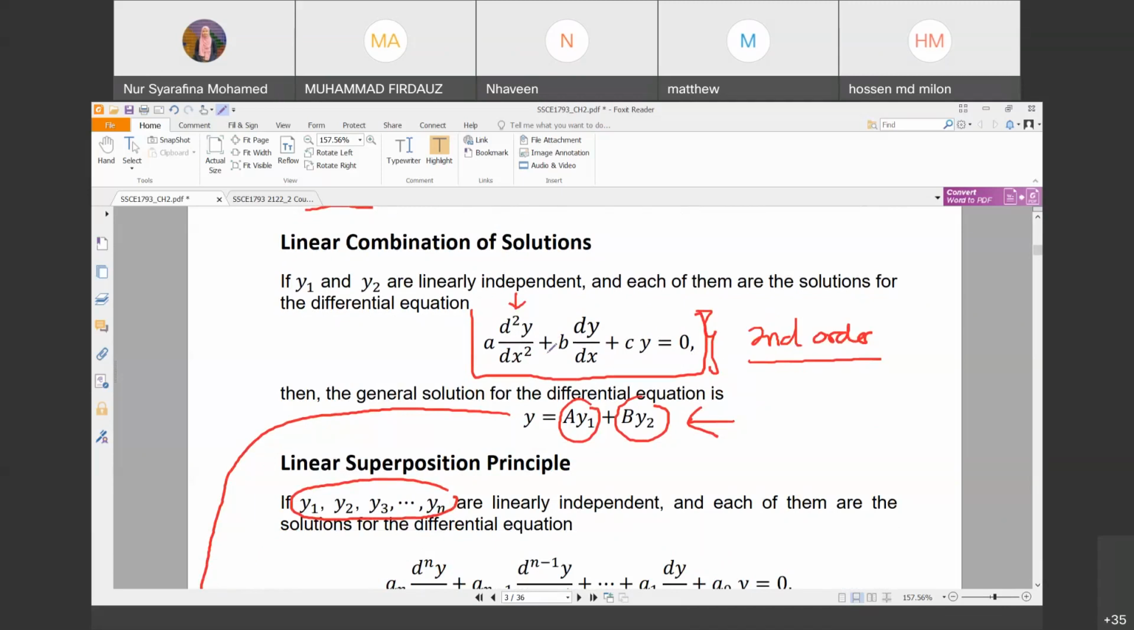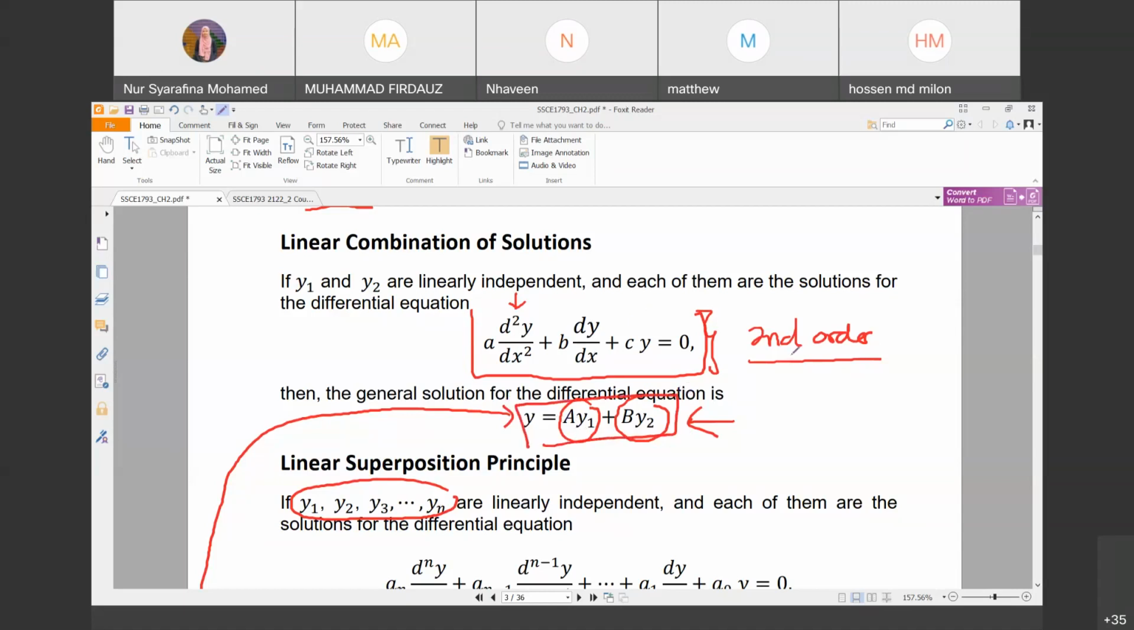So previously, with linear first order differential equation, we only have one solution, right? How can we solve exact? How can we solve linear? How can we solve separable? For chapter 1, we obtain only one solution because that one is for first order. Now, for second order, we are going to have maybe up to two solutions. So our general solution is to combine both solutions.